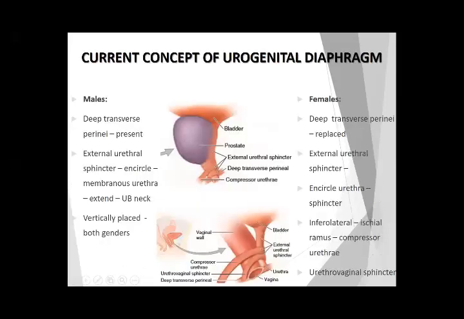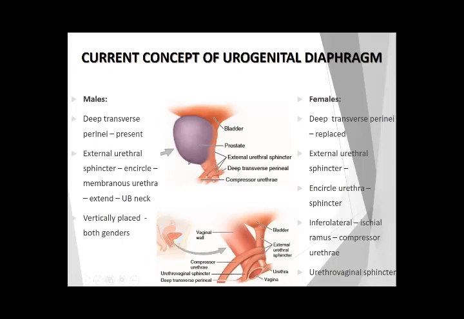Now, here the concept is a little different. In males you have the deep transverse perineum. But in females you do not have a classical deep transverse perineum. That deep transverse perineum is replaced by a mass of smooth muscle, which is inserted into the perineal body. The external urethral sphincter will be present in both.